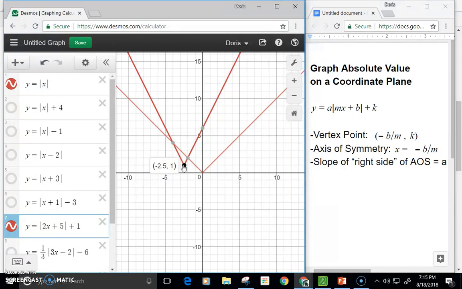Now notice that the slope looks a little different. It's a little steeper than this original parent function. In fact, the right side of this graph has taken on the slope of this coefficient inside the absolute value. If you were to look at this as like an mx plus b, this would be the slope of the right side of this absolute value function, and then it's just reflected across our axis of symmetry accordingly.